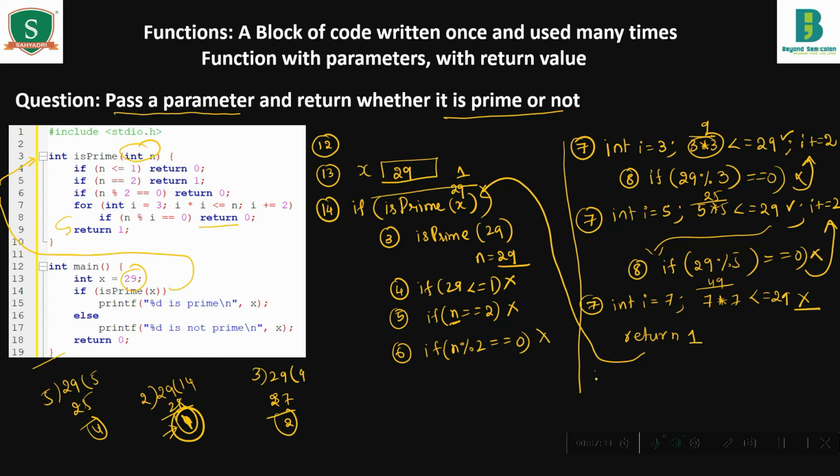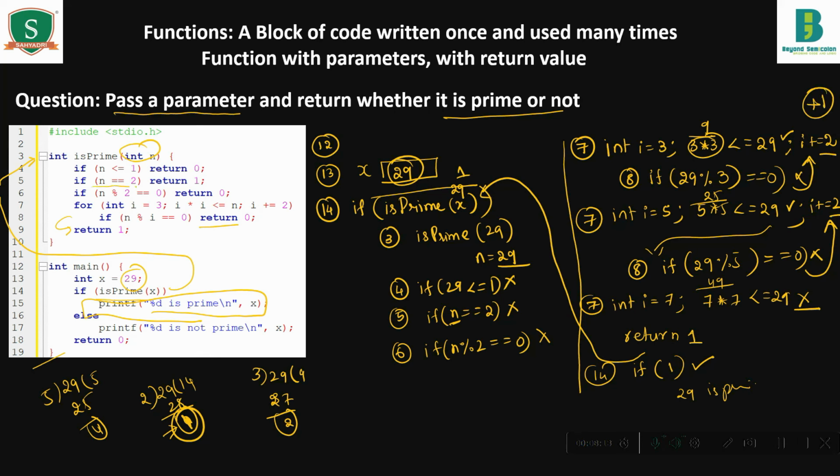So if you observe here, the 14th statement will be if 1, the condition is true. If 1, what does it do? It prints that x is a prime number. What is the x value here? 29 is the x value. 29 is prime. You may get a doubt why they are doing plus 2 instead of plus 1.